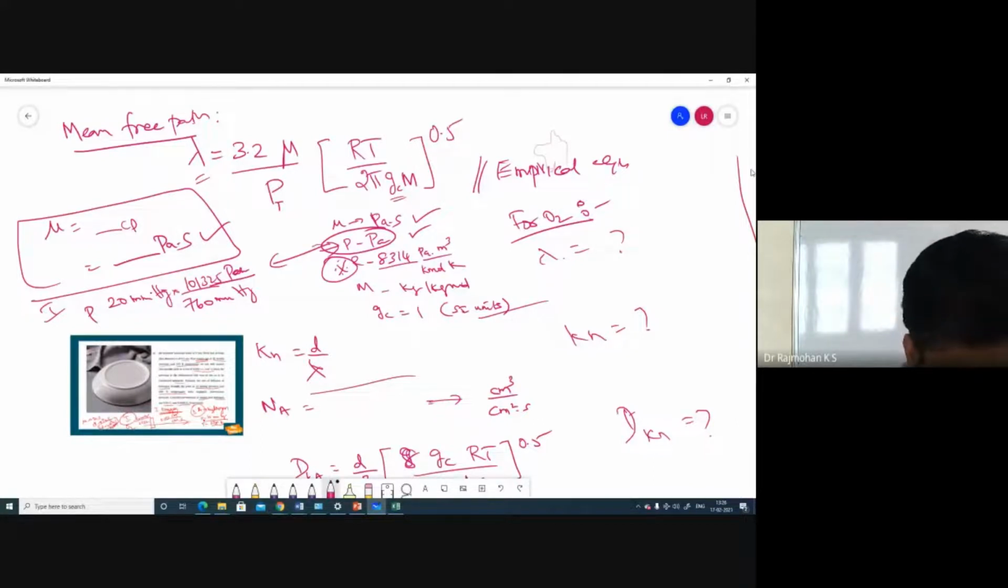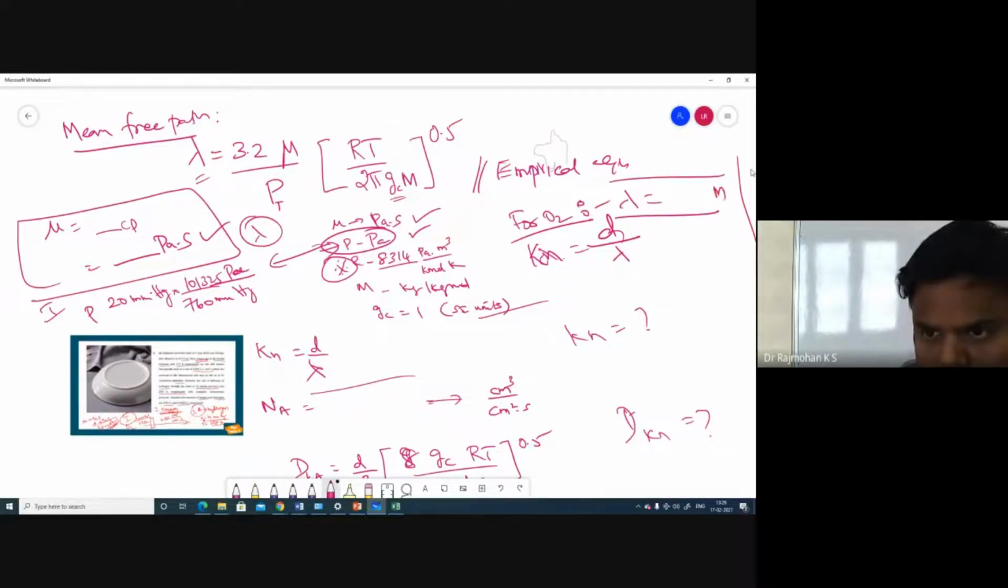Okay, first step is to find lambda. D is given. Once you get lambda value, you will substitute to get what is Knudsen number. The first step is finding lambda value, the mean free path, in meters.